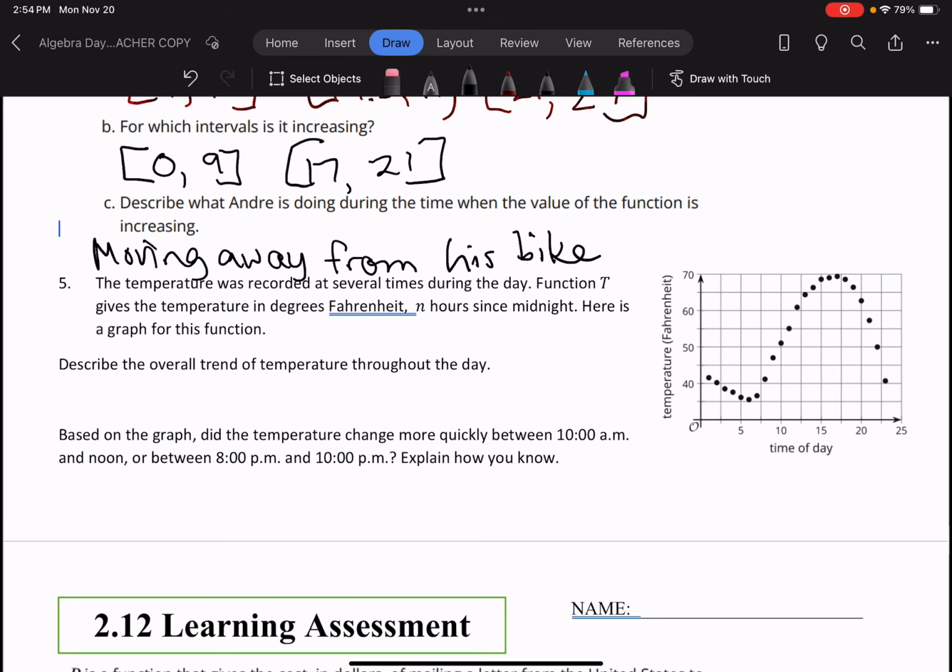All right, the temperature was recorded at several times during the day in this graph here. Function T, temperature, gives the temperature in degrees Fahrenheit since midnight. So the input is the time of day since midnight, and here is that graph. Describe the overall trend of temperature throughout the day. So we're going to say, from midnight to maybe that's 5. So here would be 7.5. So from midnight until a little after 5.